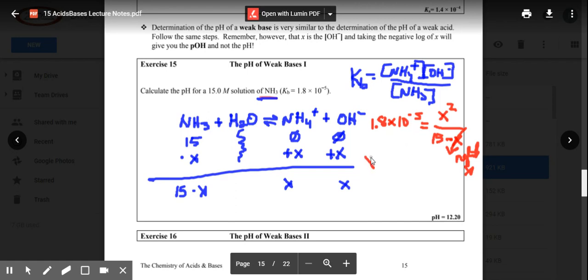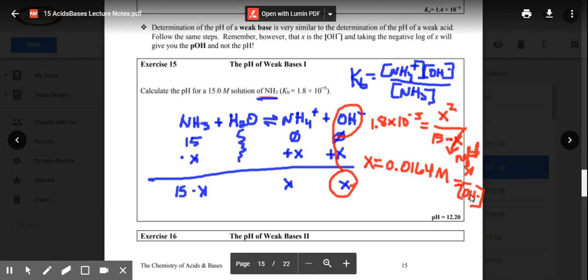So you end up getting x is equal to 0.0164 molar. Now, again, what does x mean? All these numbers in chemistry have a meaning. The x is the OH concentration. So that's the OH minus concentration. So now what I can do is I can start to solve for a pH.